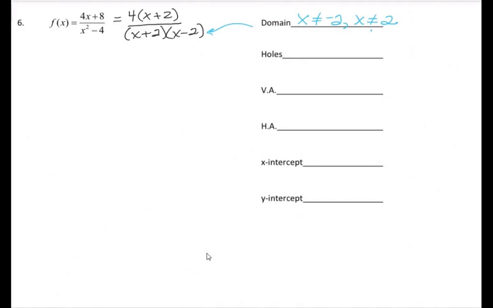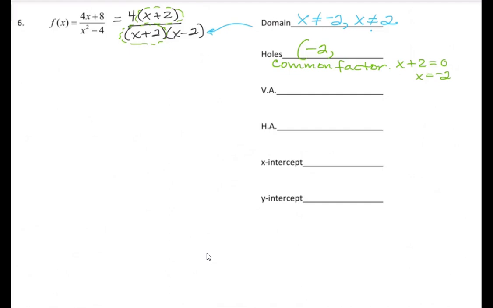Now when I move on to the hole, I'm looking for a common factor. So just remind yourself what you look for to find that item. And for holes, it's common factors from the numerator to the denominator. And I can see right now that I've got an x plus 2 in both the numerator and the denominator. So if I set that common factor equal to 0 and solve for x, I know that the x value of that open point is going to be at -2.